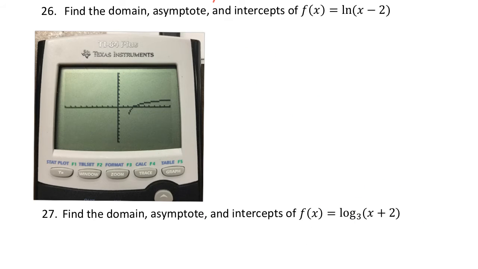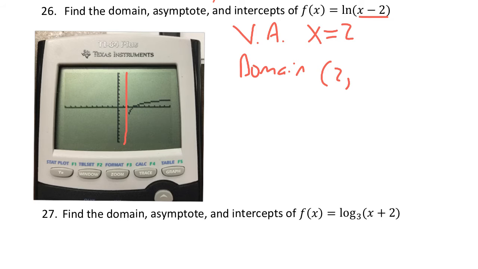Okay, so I've graphed the natural log of x minus 2, and what we know about natural log is that they have a vertical asymptote. Any logarithm has a vertical asymptote, I should say, and it's at x equals 2. And that means that the domain, as we can see from the graph even over here, is from 2 to infinity.